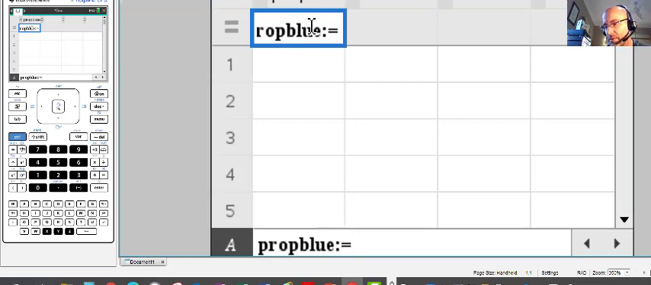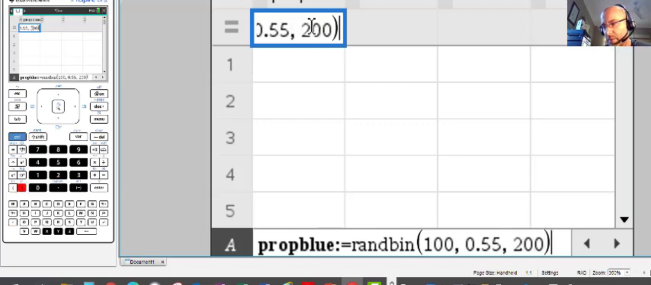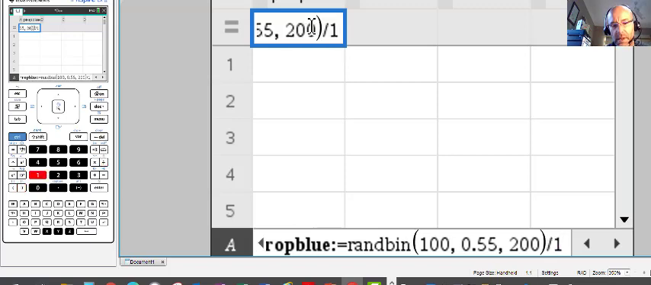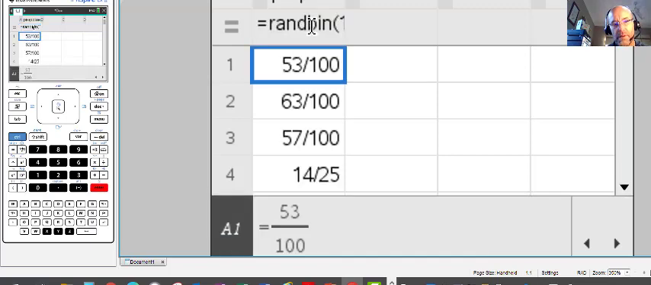Now we're going to look at randbin, R-A-N-D-B-I-N. Random binomial, and we're going to put in 100 for sample size 100, then 0.55 for p, 200 such samples, close brackets. Now to get that as a proportion we need to divide again by 100. So we enter that in. You can see all the sample proportions we've got there.